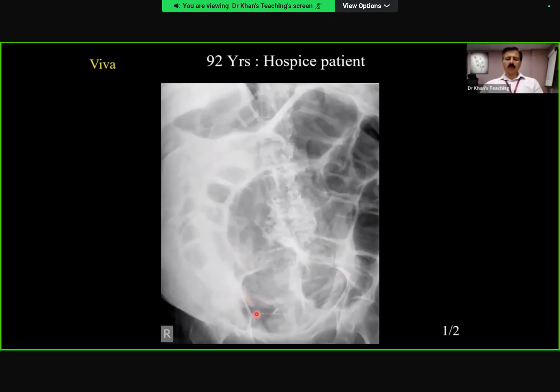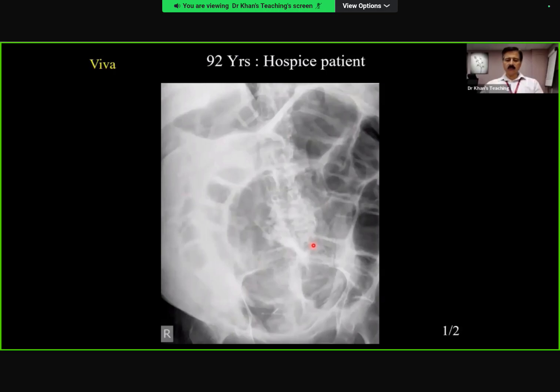Okay, your main reason to call it a sigmoid volvulus was that you thought there was no haustra. Let me point out: if you are worried about this loop, there are haustra. If you are worried about this loop, again, there is haustra. And in a sigmoid volvulus, what will happen? This will be a U like this with two loops. The inverted U is not there, I mean to say.